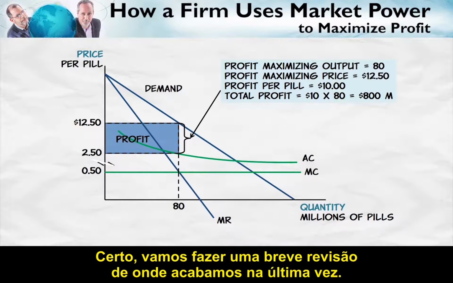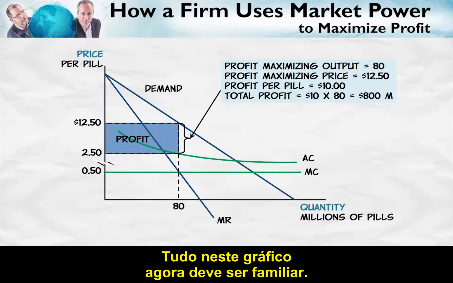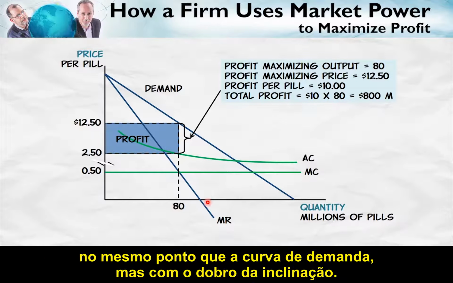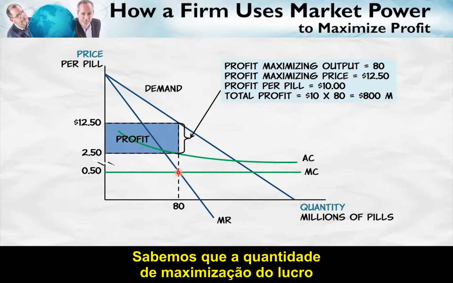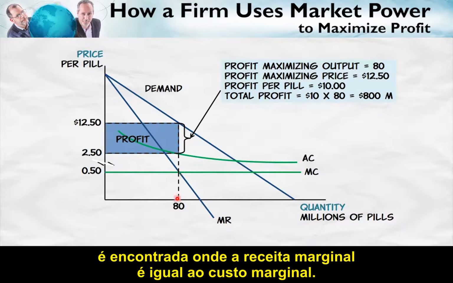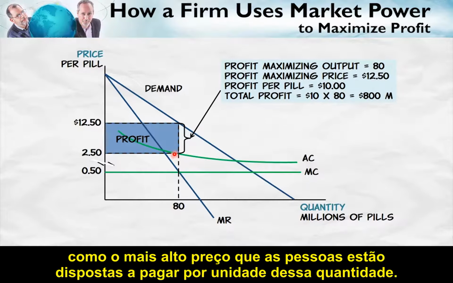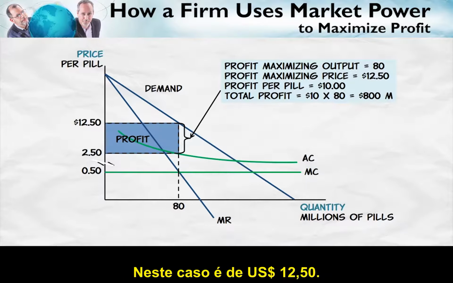Okay, let's do a very brief review of where we ended up last time. Everything on this diagram should now be familiar. We know how to find the marginal revenue curve as a curve starting out on the vertical axis at the same point as the demand curve with twice the slope. We know that the profit maximizing quantity is found where marginal revenue is equal to marginal cost. And we know that we read the profit maximizing price as the highest price that people are willing to pay per unit for that quantity. In this case, that's $12.50.